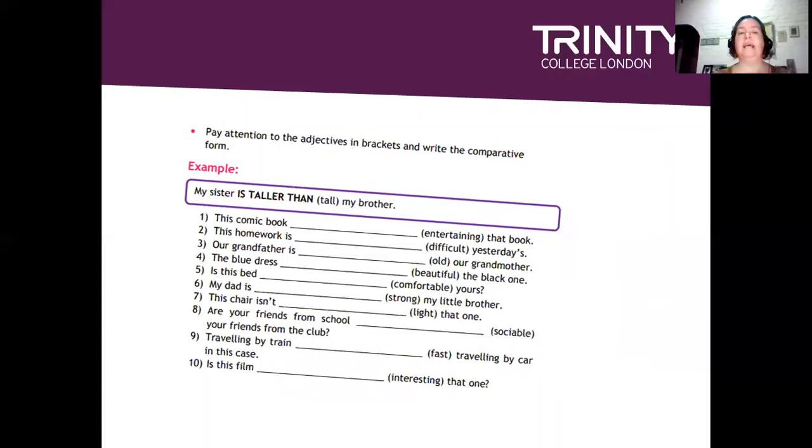More, pay attention to the adjectives in brackets and write the comparative form. This comic book, so before students plunge into controlled practice, we provide an example. My sister is taller than my brother. Don't be afraid of providing even more than one example, especially in this remote teaching and learning context. Remember that most of the time our students will be engaged in controlled practice without our direct supervision. So the more scaffolding we provide, definitely the better.